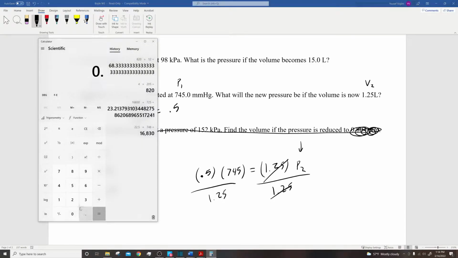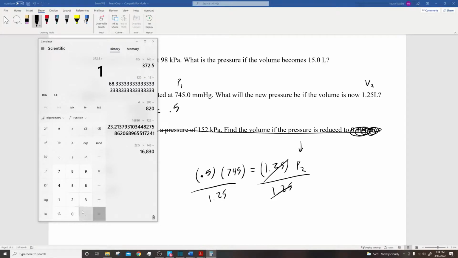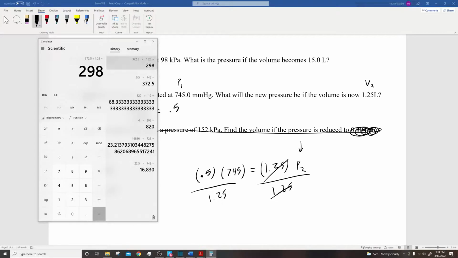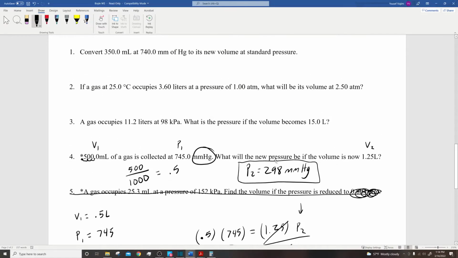So 0.5 times 745 divided by 1.25. And that gives us 298. So P2 is equal to 298. And what's our unit going to be? It's going to be the same as this one, so mmHg. Put it in a box and you're done. That's basically it. That's all the Boyle's Law that we're going to solve.